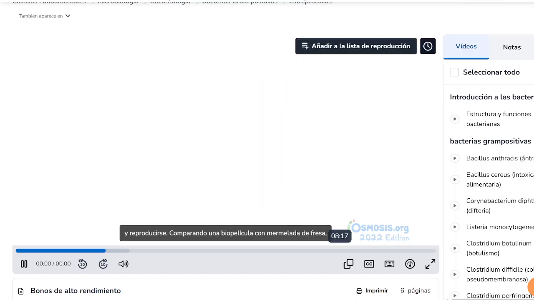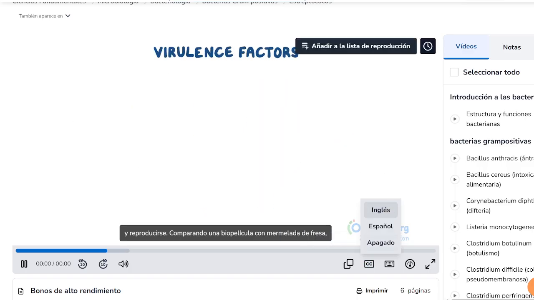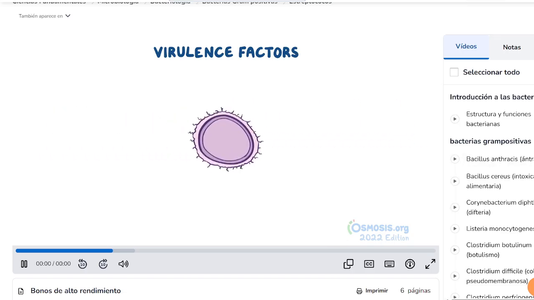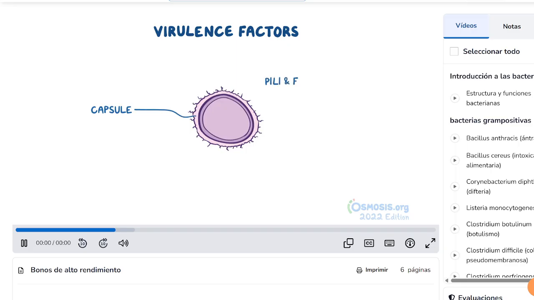Now, strep pneumoniae has a number of virulence factors that are like assault weaponry that help it attack and destroy the host cells and evade the immune system. So first, strep pneumoniae is encapsulated, meaning it's covered by a polysaccharide layer called a capsule. The capsule has pili and fimbriae, which are hair-like extensions that help it attach to a host cell.